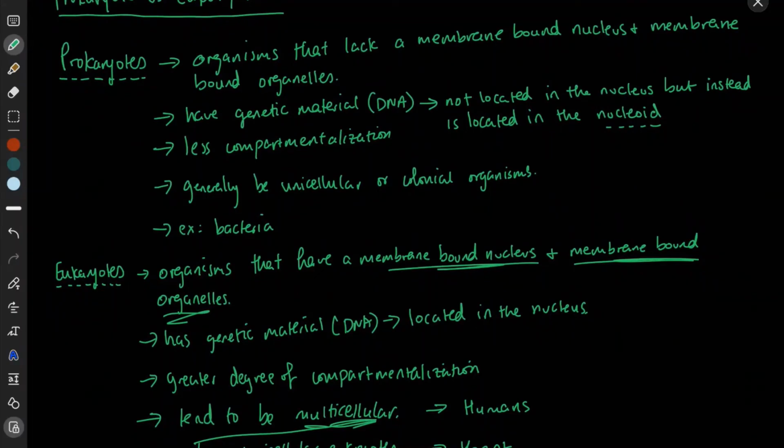Now, one of the ways to remember the difference between prokaryotes and eukaryotes is a kind of cheesy scheme, but it worked for me, so I'm sure it can help you guys out. The prefix pro rhymes with no, right? So pro, no. Prokaryotes have no membrane-bound organelles and no membrane-bound nucleus. So that's one way to remember.